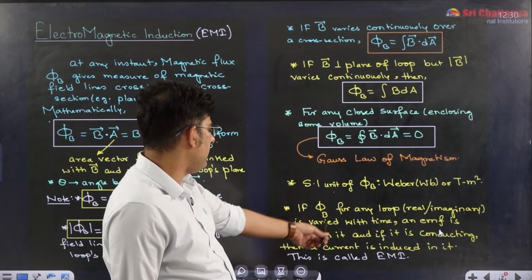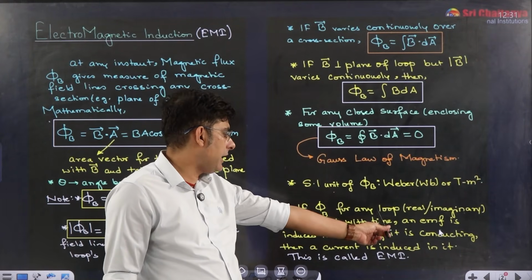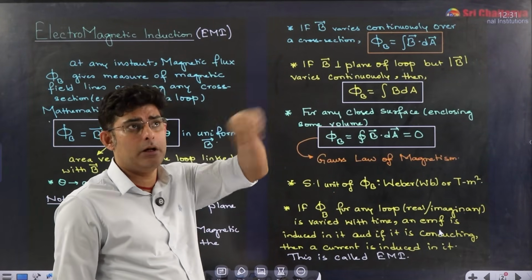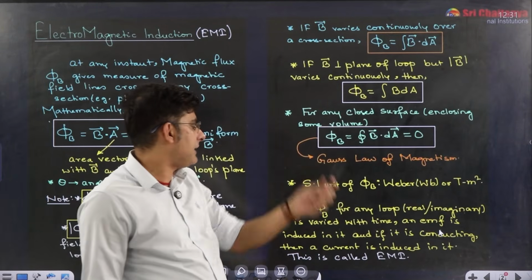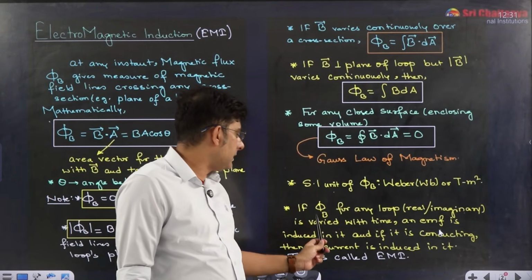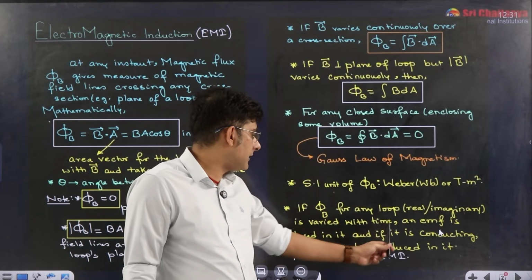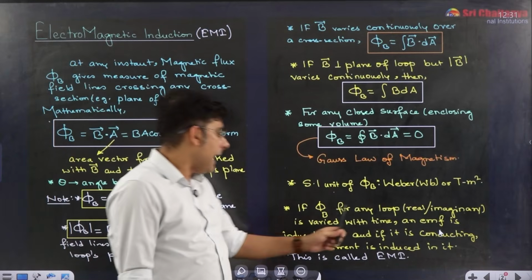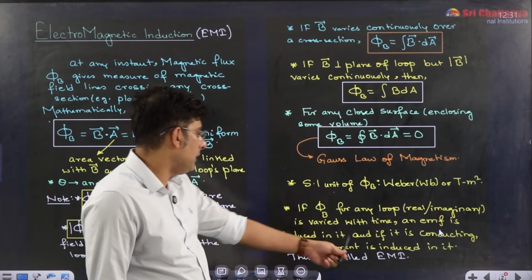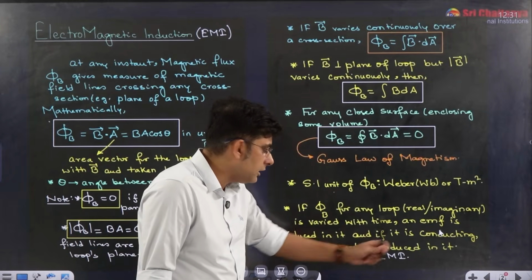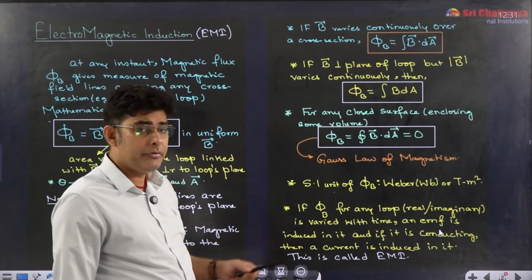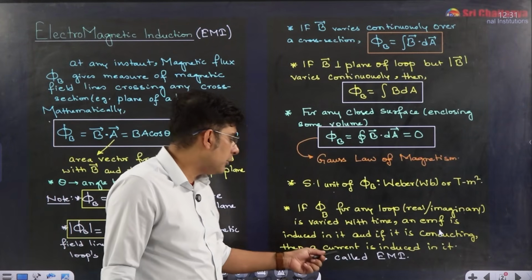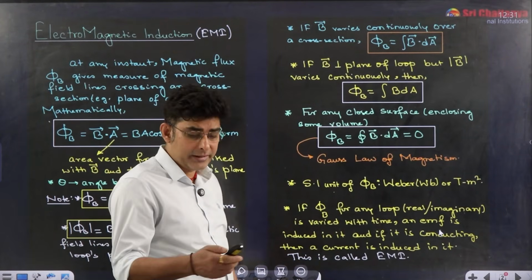Now if you are varying the magnetic flux for any loop, that loop can be real or you can draw an imaginary loop, like I am drawing a loop in air, just an imaginary loop. Real or imaginary, if you are considering it in a magnetic field and you vary the flux with time, then an EMF gets induced. This process is known as electromagnetic induction. If the loop is conducting, there will also be a flow of current, an induced current, and this whole process is known as electromagnetic induction.